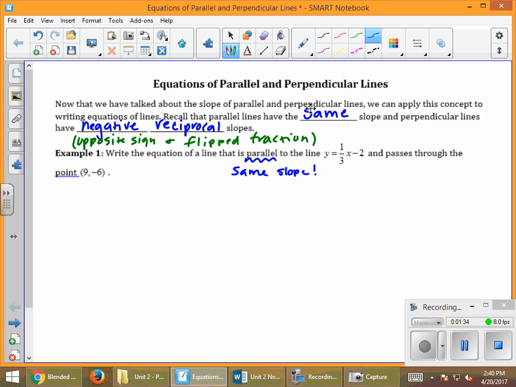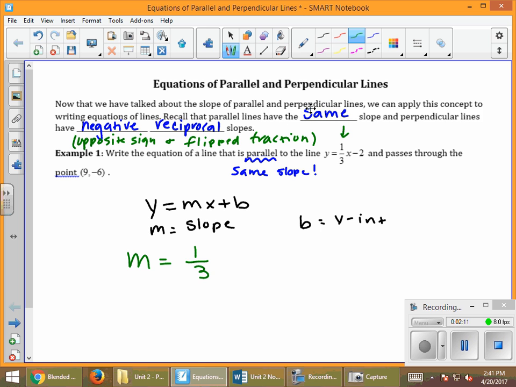And remember, equations of lines are written in the form y equals mx plus b, where m, the number in front of the x, is our slope, and b, which is that back number, is our y-intercept. And our new equation is going to have the same slope as our given equation. So if you look at the slope of our given equation, which is the number in front of x, it's 1/3. So the slope of our new line is also going to be 1/3.